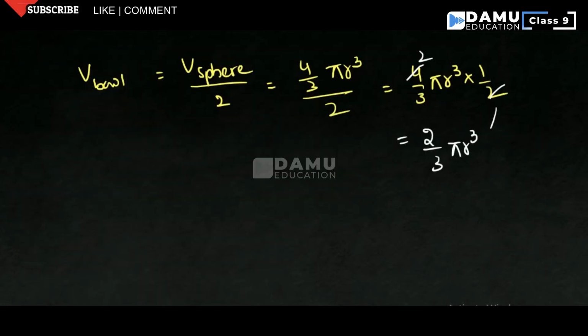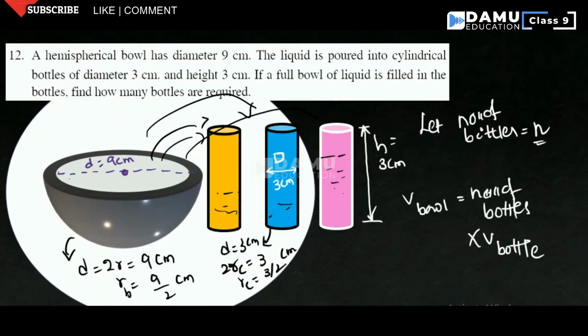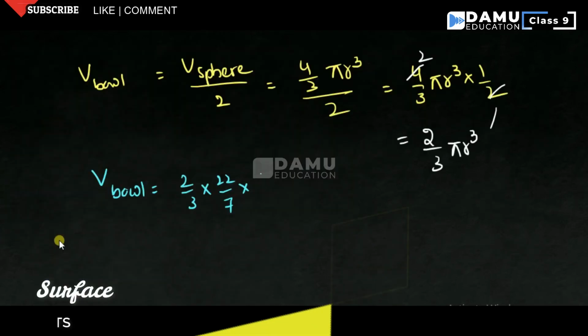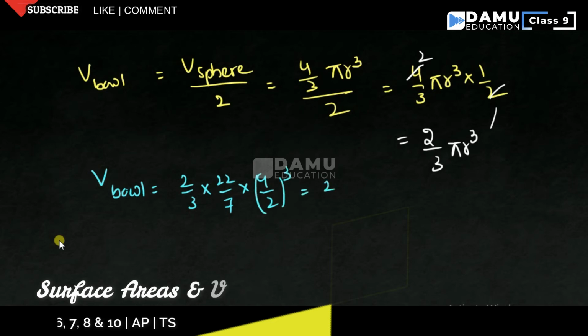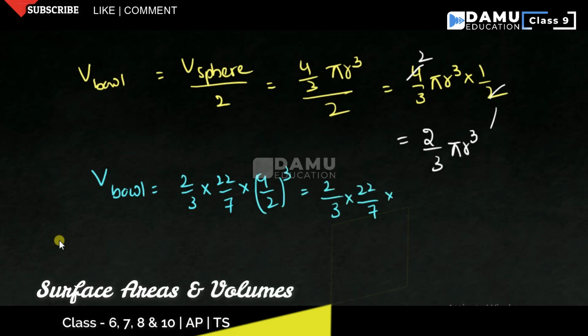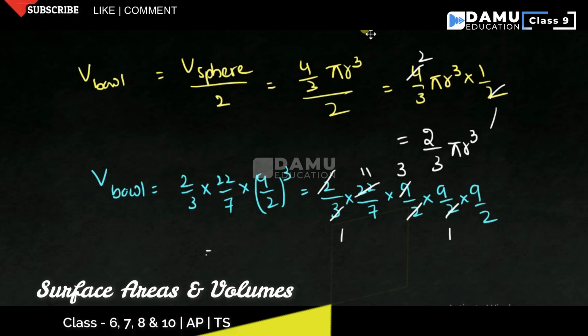That one we need to understand here. Volume of the bowl will be equal to 2 by 3 into 22 by 7 into the bowl radius, 9 by 2, whole cube. You can write it as 2 by 3 into 22 by 7 into 9 by 2 into 9 by 2 into 9 by 2. Let's cancel all these values. 2 will cancel. 3 ones are 3, 3 threes are 9. Then 2 ones are 2, 2 elevens are 22. So 11 into 3 into 9 nines are 81 by 7 into 2.